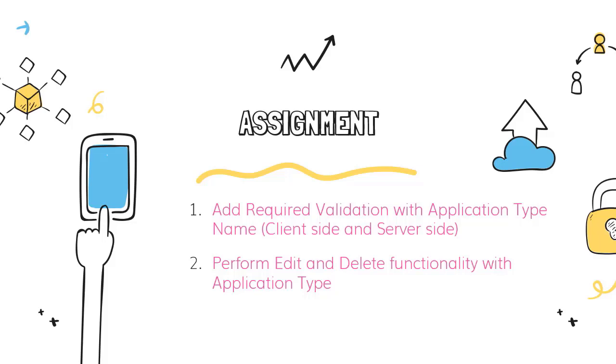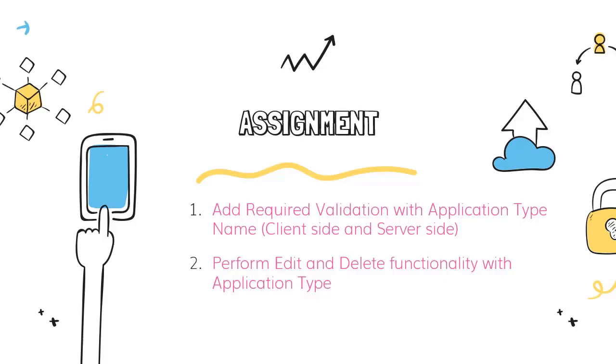Things are moving along great and we are making good progress. Next thing for our assignment is we need to add the required validation for the application type name, and we want to do that on both client side and server side. Along with that, we need to perform edit and delete functionality with application type. This is exactly what we did with category, so you should not face any issue. So good luck with the assignment, and in the next video, I'll do the same to provide the solution.